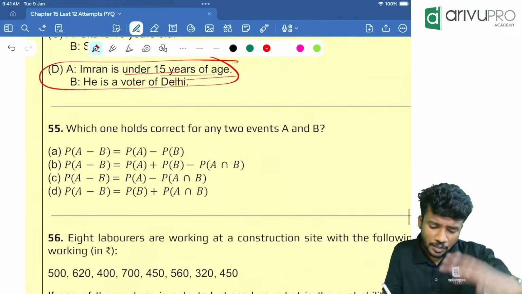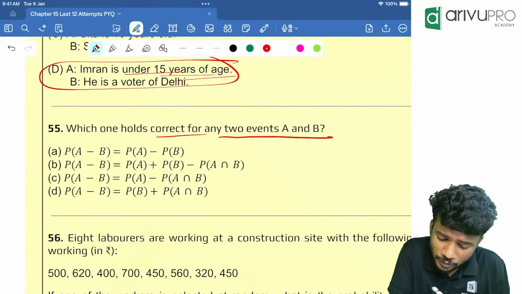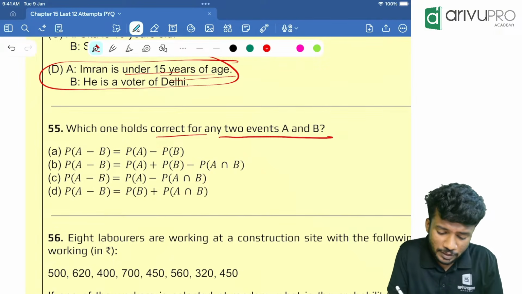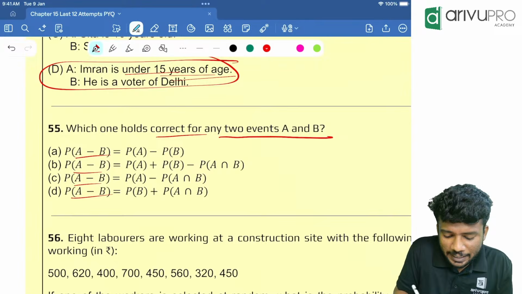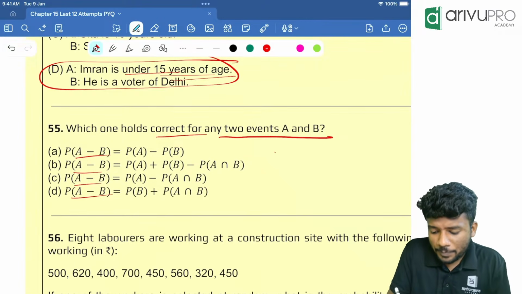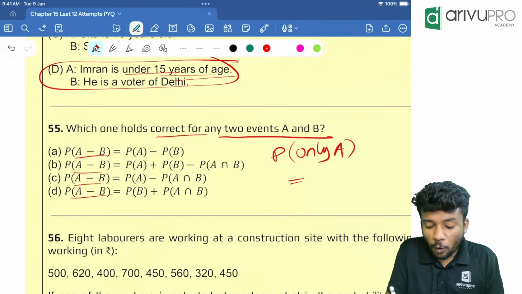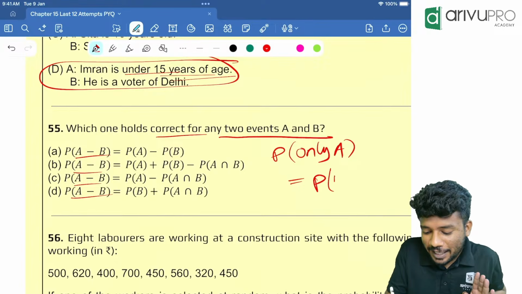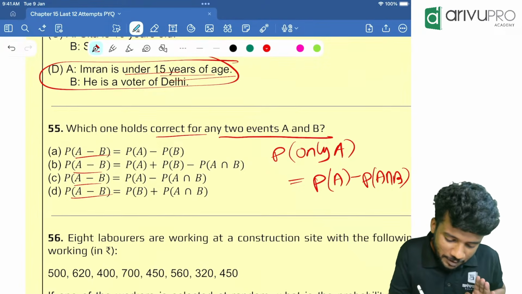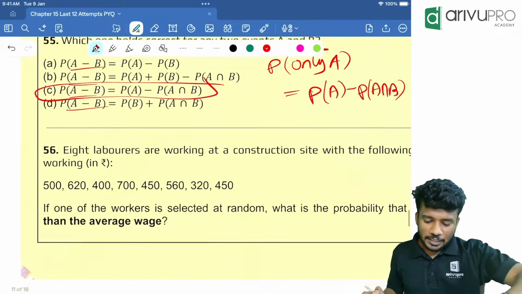Next question. Which of the following holds correct for any two events A and B? Everything is given: A minus B. A minus B means what? P of only A. What was the shortcut I told you? Only write the terms containing A. That means P of A minus P of A intersection B. That means option C is your answer. Easy. Next one.